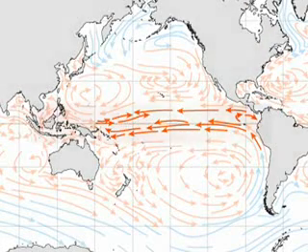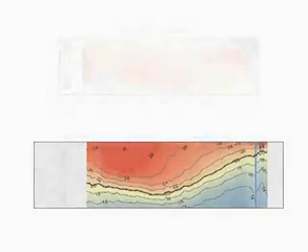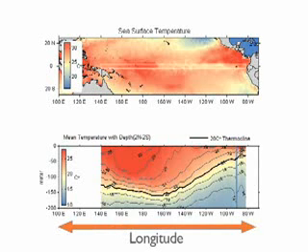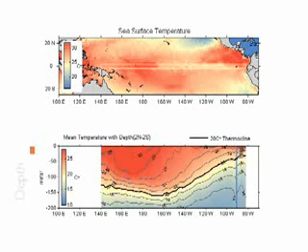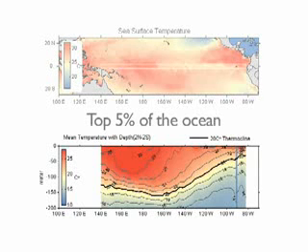Here, we focus on water temperature in the equatorial region of the Pacific Ocean. In the second panel, the x-axis is longitude from 100 degrees east to 80 degrees west. This distance is more than 19,000 kilometers. The y-axis is depth from the sea surface to 200 meters. The average depth of the Pacific Ocean is around 4,200 meters. This figure only shows the top 5% of the ocean.